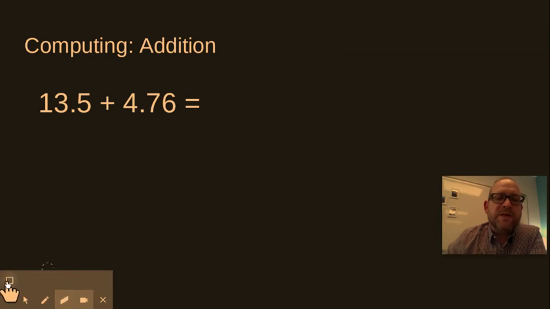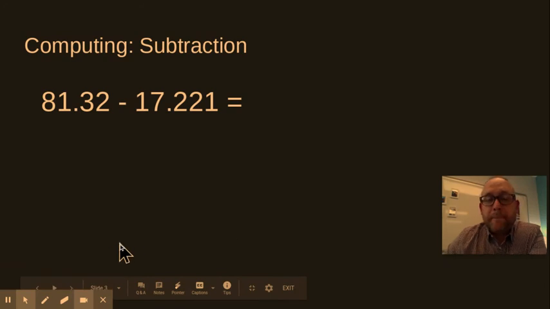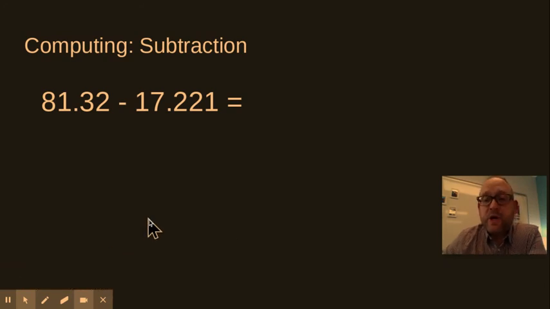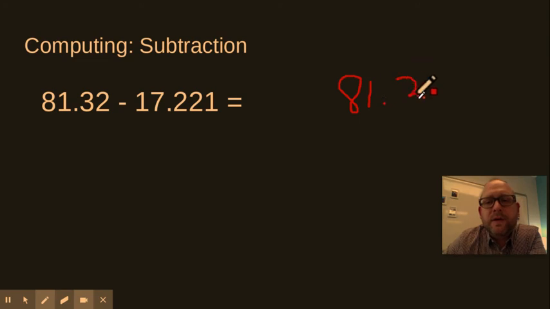All right, let's move on to our second problem here. We're going to do a little bit of subtraction. Same deal. Make sure you're lining your numbers up. Make sure you add zeros where you need to. Go ahead and give it a try, and then we'll check them out. All right, here we go. Got 81 and 32 hundredths. But because I have thousandths in my bottom number, I'm going to drop a 0 there to save my place. Then 17 and 221 thousandths. If you guys didn't know, I hate drawing with the mouse.